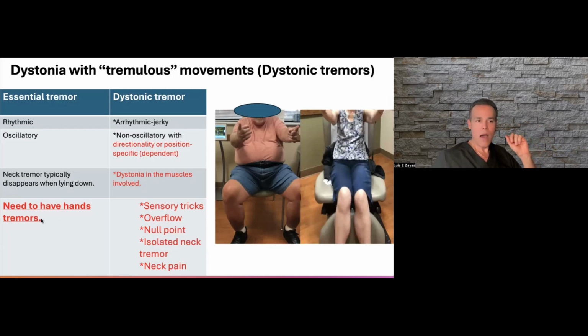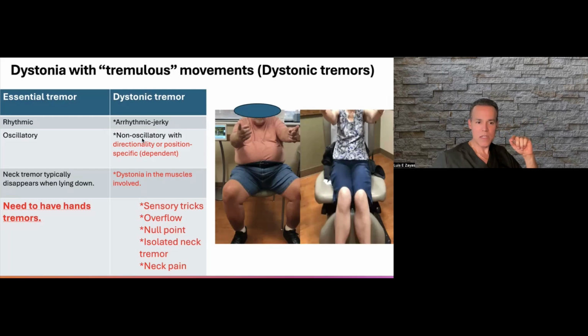Now, another important thing in patients with essential tremor is that you need to have hand tremor by definition. So if you have a patient with only isolated head tremor, this is most likely not essential tremor. This is most likely dystonia, okay? So remember that for essential tremor, you need to have hand tremors during action. And I will talk more about that later.